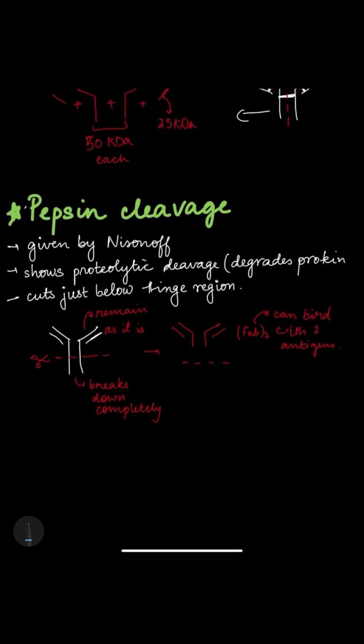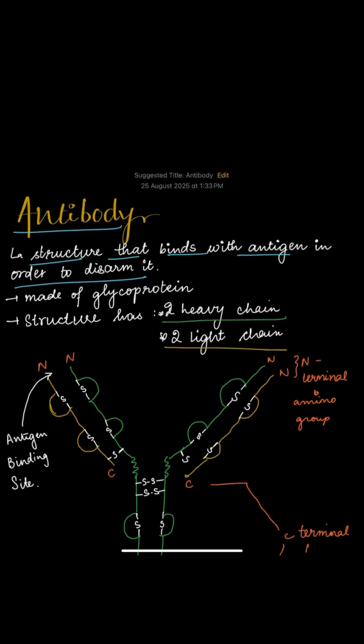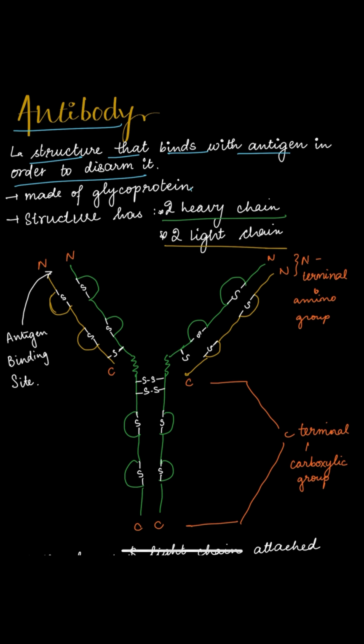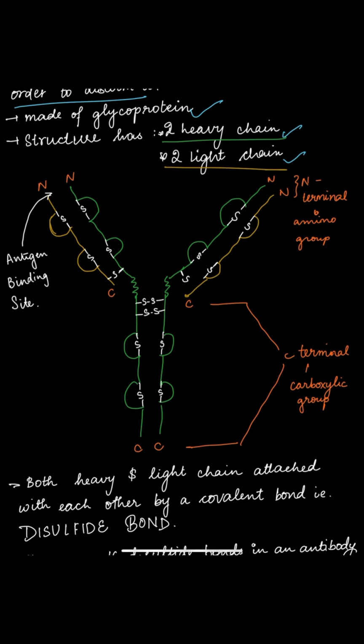Okay? It is made up of glycoprotein. Its structure has two heavy chains and two light chains. You might have seen this structure earlier many a time. Now let's discuss the structure in detail.